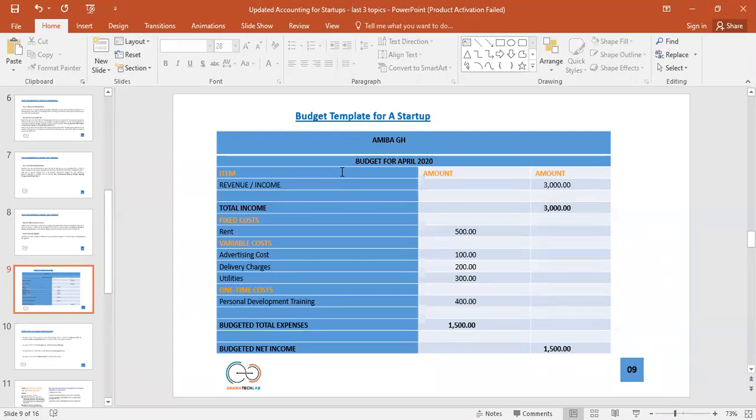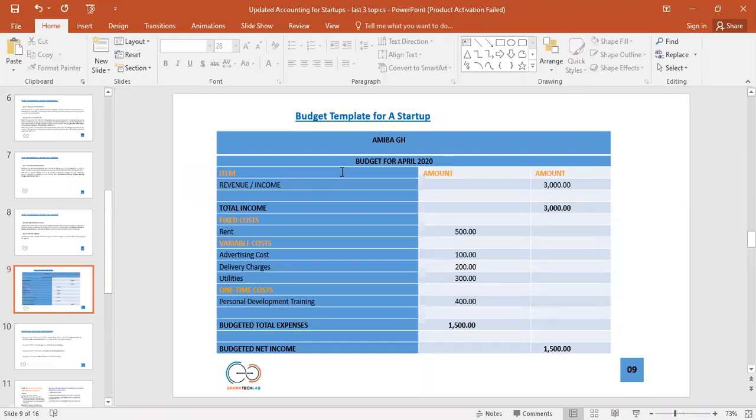She now needs to budget for her cost. So she said, okay, her first cost: she has rented a place where she sews, and a month she pays 500 cedis for rent. This is just figures. So she puts in the rent. This is the only fixed cost associated with her business.